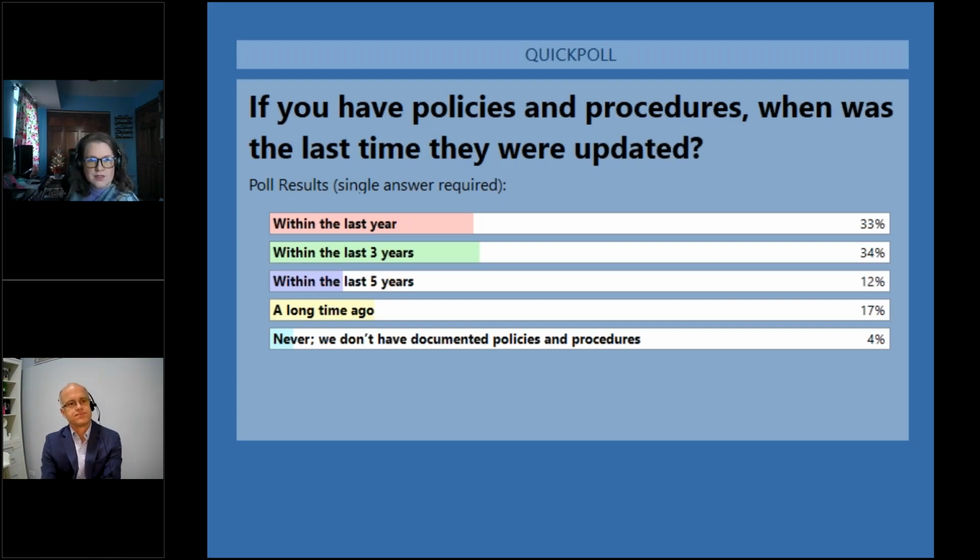So 33% have updated within the last year, 34%, slightly higher, within the last 3 years, 12% within the last 5, 17% a long time ago, and 4% never. We don't have documented policies and procedures. So that's well over 60% on the right track, on the right path. Yes, yes.